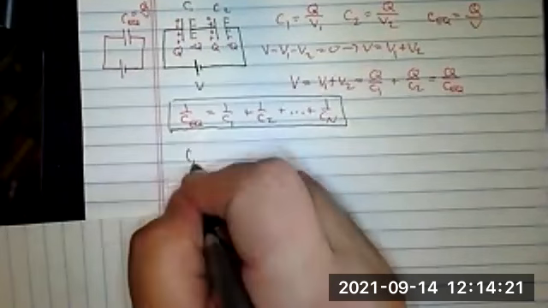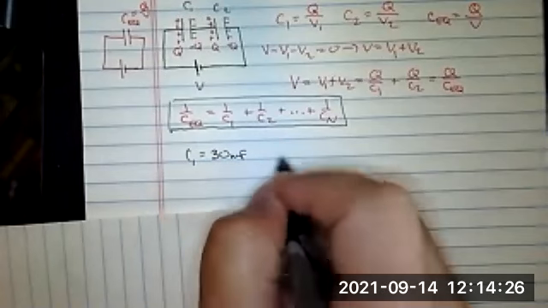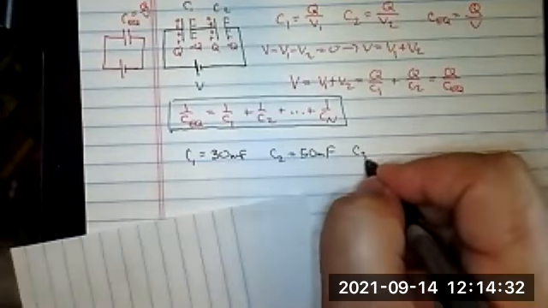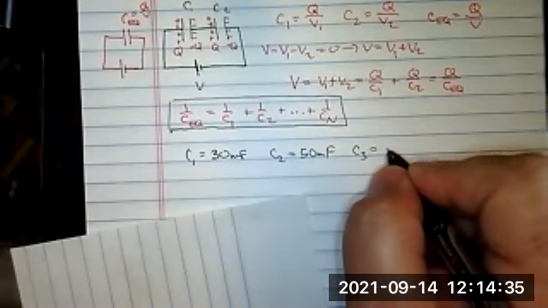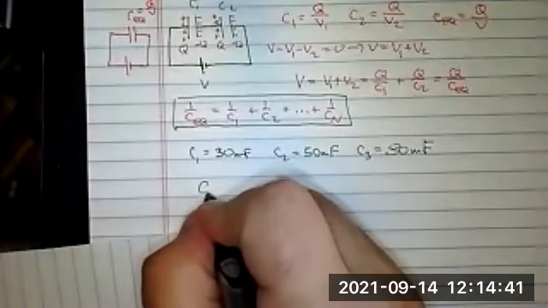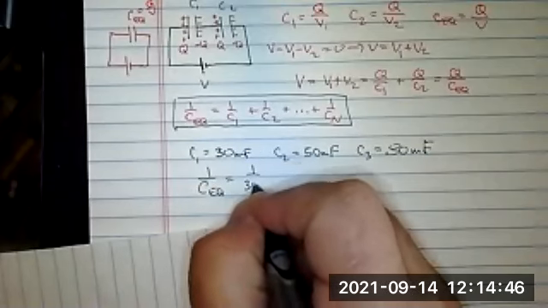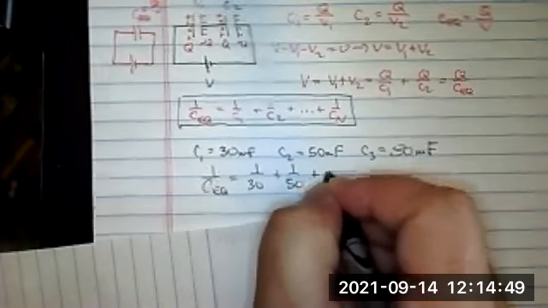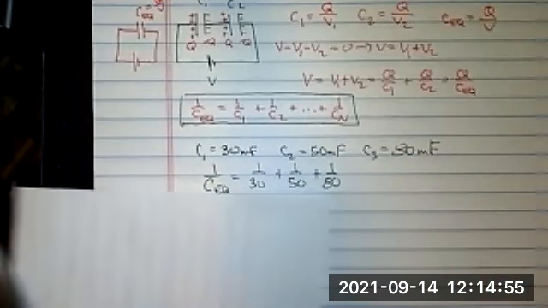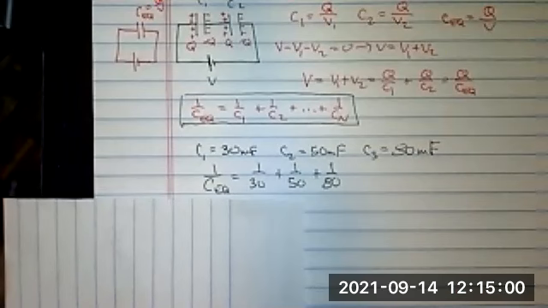So for instance, if C1 equals 30 microfarads, and C2 is equal to 50 microfarads, and C3 is equal to, let's say, 80 microfarads, then C equivalent will be given by 1 over 30 plus 1 over 50 plus 1 over 80. Obviously, I'm going to start looking for a common denominator. The biggest number is 80. 30 and 50 doesn't go into it. So I try double that, which would be 160.